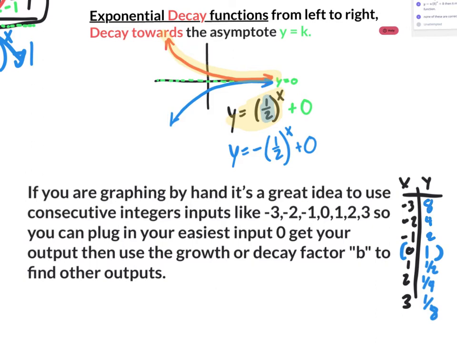So why am I going over this problem? Because there will be questions where I say, find the corresponding outputs for the given inputs -3, -2, -1, 0, 1, 2, 3. And the answer would be this list. This is the list of the outputs. So the answer would be 8, 4, 2, 1, 1/2, 1/4, and 1/8.